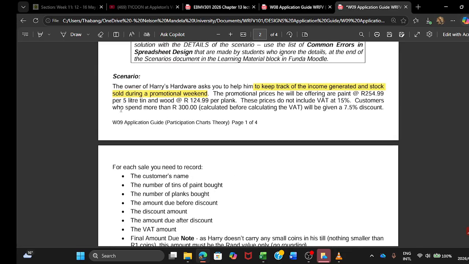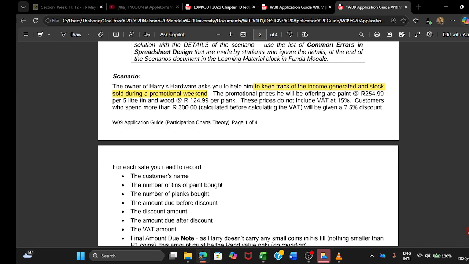Today we're going to work on a scenario in a spreadsheet, Excel, doing the functions and also all the calculations that we have to know in Excel. So we are given a scenario where the owner of a hardware store asks you to help him to keep track of the income generated and stock sold during a promotional weekend.